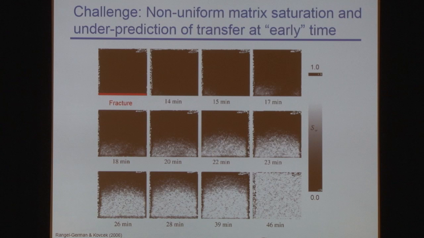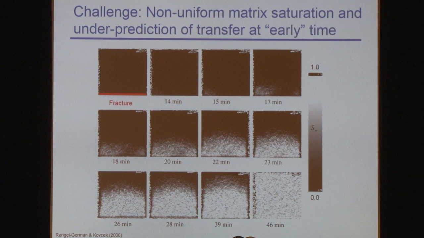Another challenge is shown in this very nice work from Tony Kovscek's group here at Stanford University. They took a little block of rock filled with air and put it in contact with water, so this is the fracture, and they visualized using X-ray CT how the waterfront imbibes into the rock matrix. You can nicely see that you get gradients in water saturation in the rock matrix. So we have non-uniform water distributions, non-uniform saturations in the rock matrix. So we have a lot of heterogeneity in the rock matrix that we somehow need to average.